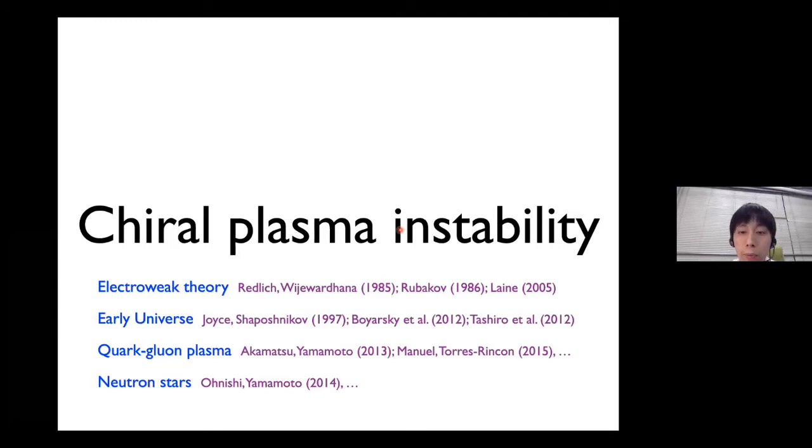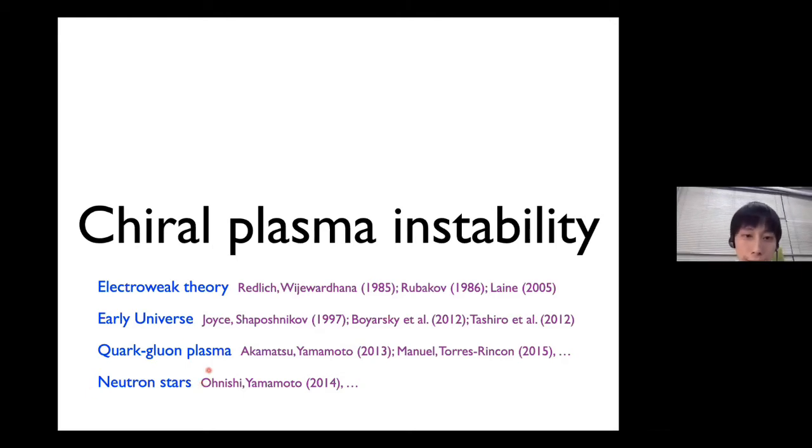And this chiral plasma instability should be contrasted with the conventional plasma instability known as the Weibel plasma instability. In the case of the Weibel plasma instability, if the distribution function of a particle is anisotropic in momentum space, then there is a tachyonic unstable mode, which tends to reduce this anisotropy in momentum space. But in the case of chiral plasma instability, if there is a kind of anisotropy in chirality, that is a chirality imbalance, then there is a tachyonic unstable mode, which reduces this chirality imbalance between right and left-handed fermions. And the chiral plasma instability has been argued in various contexts from electroweak theory and the early universe, and recently to quark-gluon plasmas and neutron stars.